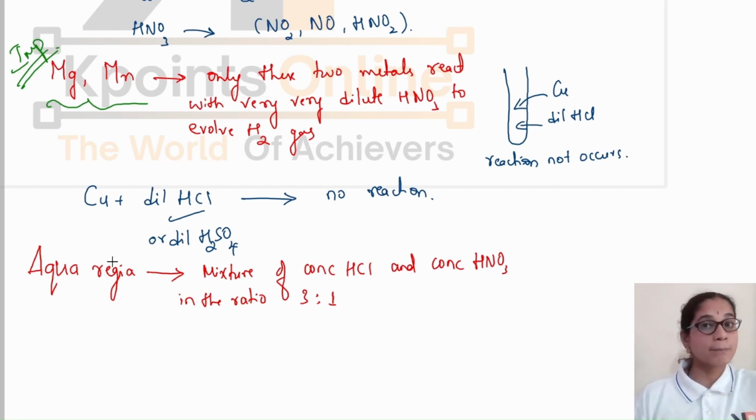And the metals which are placed below hydrogen in the activity series will not displace hydrogen from these acids. So copper, silver, gold will not react with dilute HCl or dilute sulfuric acid to form salt and hydrogen gas.